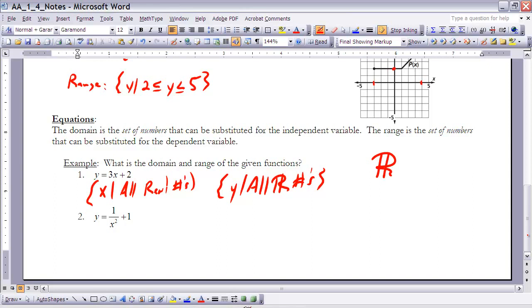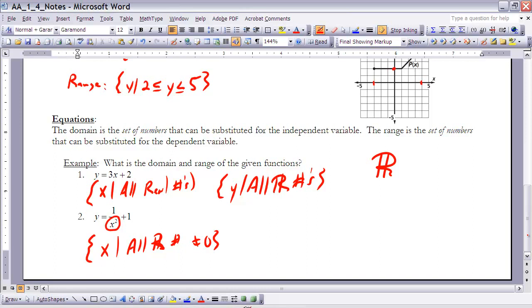Okay. Number 2 then, if I'm looking at the domain, what numbers I can put in. Well, here's one where I have to be careful because this bottom number, I know on a fraction I can't have 0 on bottom. So if I look at x squared, I know that x squared can't be equal to 0. In other words, x cannot be 0. So my domain is going to be all reals that are not equal to 0. And my range, same thing applies. I can't get a 0 out of that.